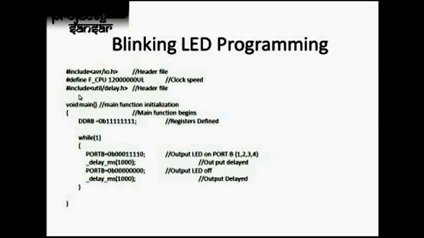Then we give a delay. We have already defined the header file for delay, and using the delay function _delay_ms(1000), we are giving a delay of 1 second. And then again PORTB is equal to 0B, all off, so it switches off all the pins of port B, which includes port B 1, 2, 3 and 4.